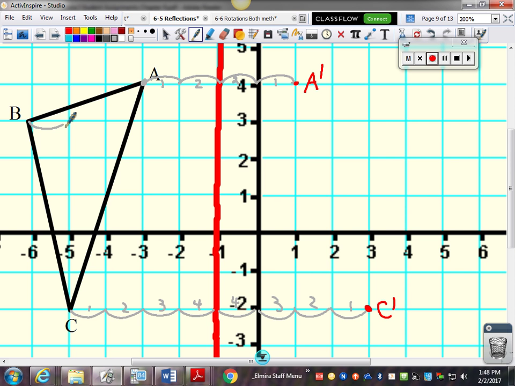B, 1, 2, 3, 4, 5 to the red line, then 5, 4, 3, 2, 1, dot and label. Now, if you do this on your homework, I absolutely am fine with it. Do it in pencil and erase it, because those marks can be kind of distracting. So do it lightly in pencil and then erase them when you're done.